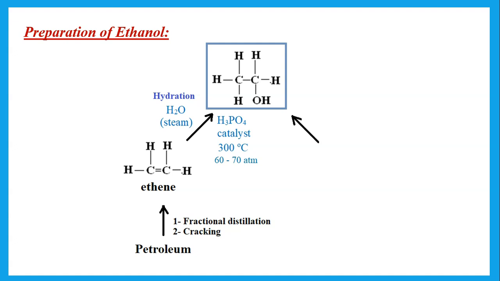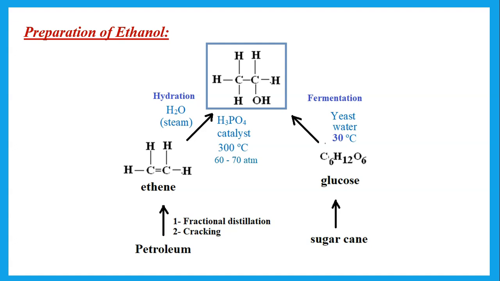Now, the other method of getting ethanol is from glucose. This method is called fermentation. So what do we add to the glucose? We add yeast and water at around 30 degrees Celsius. This changes the glucose into ethanol plus carbon dioxide. Now, where do we get the glucose from? We get it from sugarcane. So the advantage of that method is we get it from sugarcane.